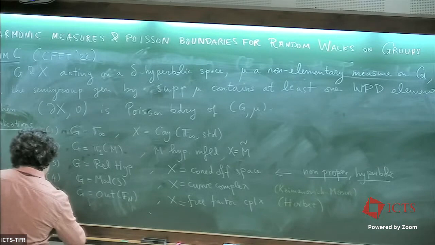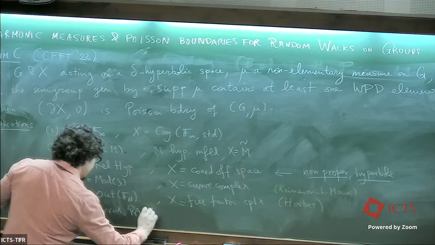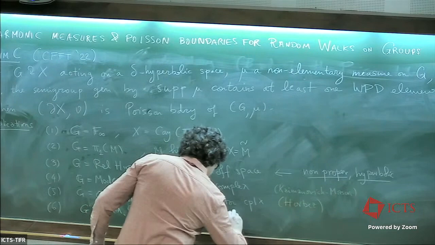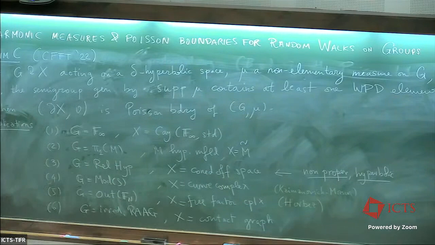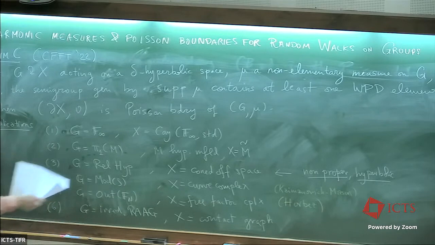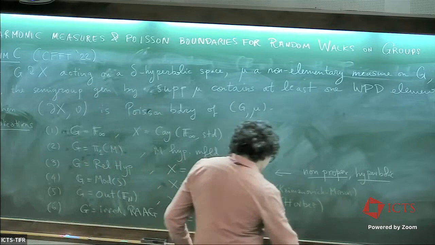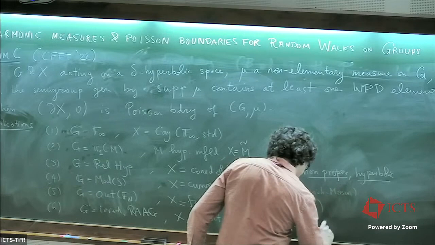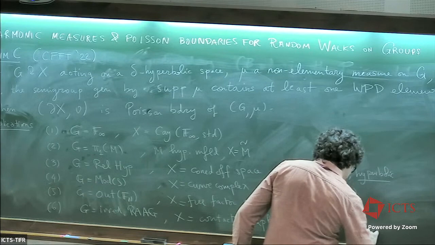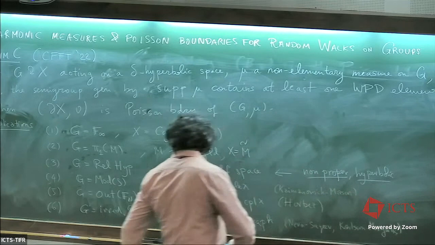And for instance, if G is an irreducible RAAG, then X can be the contact graph. If you think of G as acting on its Helly complex, then we would have the boundary of the CAT(0) cube complex. There are different other people, for instance Nevo and Sageev, but in fact even earlier, Karlsson and Margulis already deal with CAT(0) spaces. So anyway, there are lots of applications.